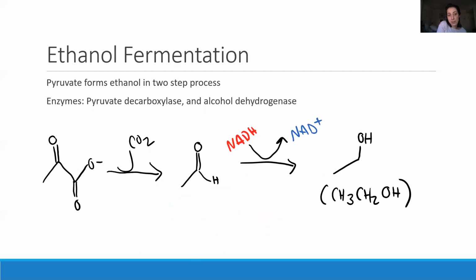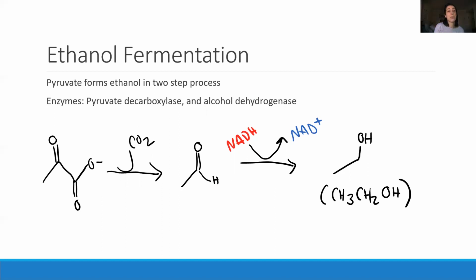Okay, let's talk about ethanol fermentation now. Remember that I said some microorganisms can also do fermentation. They are anaerobic organisms. They do not use the citric acid cycle. They don't even have the capability to use the citric acid cycle. They use this low oxygen fermentation to continue getting energy, but theirs is slightly different than in humans. They do not do lactic acid fermentation. They do ethanol fermentation.